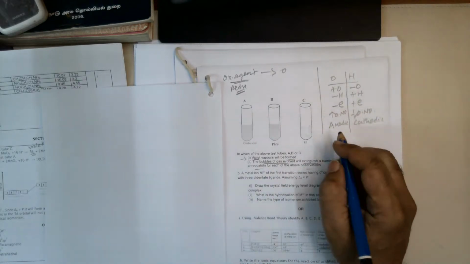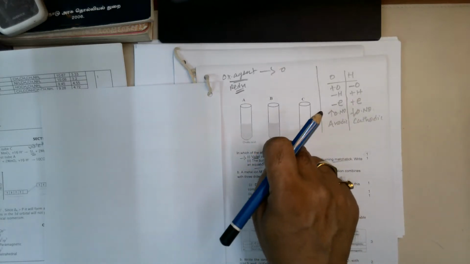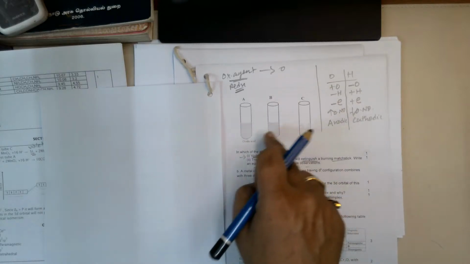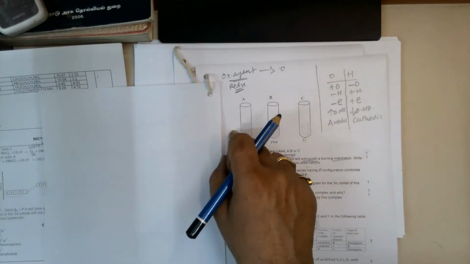Now we can target, for example, this is KI. You may ask, sir, can't we react this KMnO4 with the PbS and oxalic acid? Yes, but the reaction is different. You will not get these observations. For example, when KMnO4 reacts with oxalic acid, what will happen?